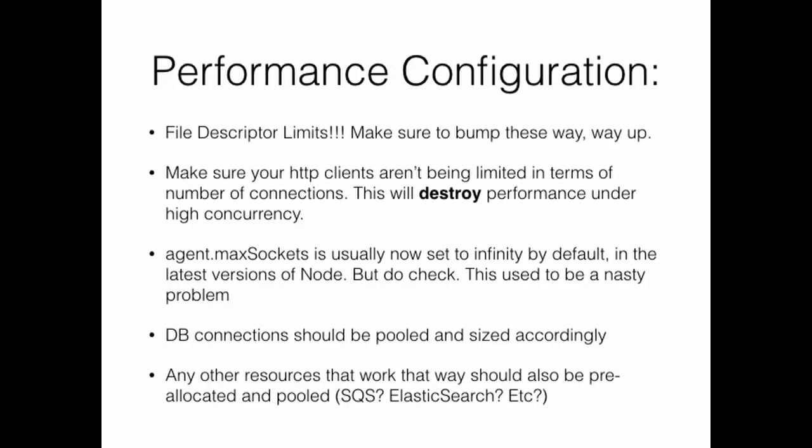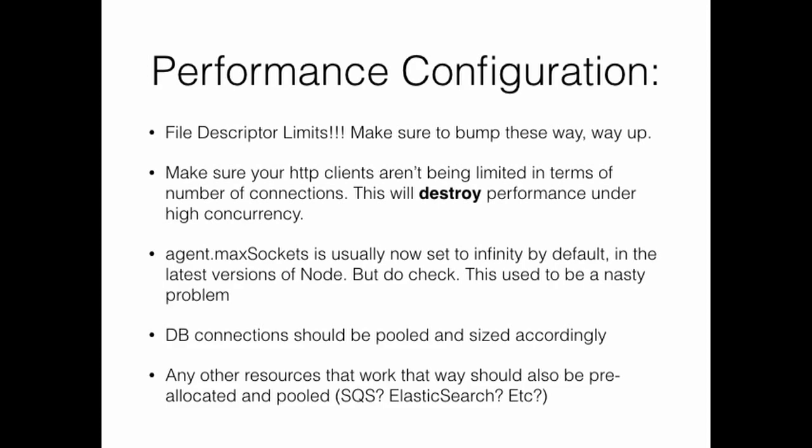So now up to how to configure for performance. Probably the first thing I always do is check your file descriptor limits. So it's ulimit dash something. I don't remember which letter it is, but that's the number of open file descriptors. If you're running Node and you're running at 1,000 or 5,000 level concurrency, you are going to run out of file descriptors really fast unless you change that.